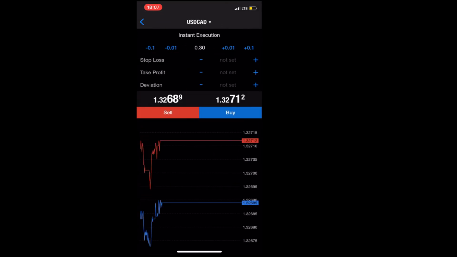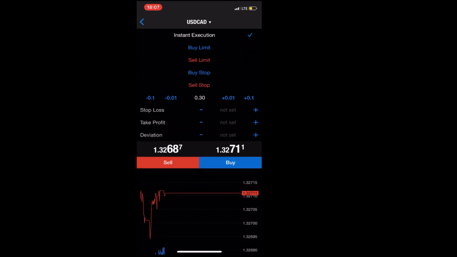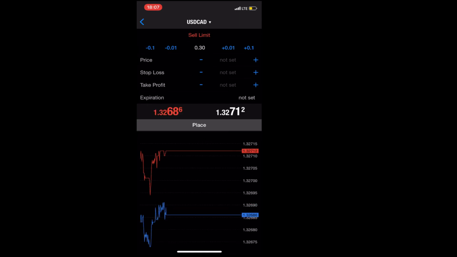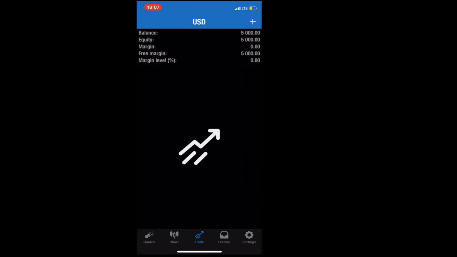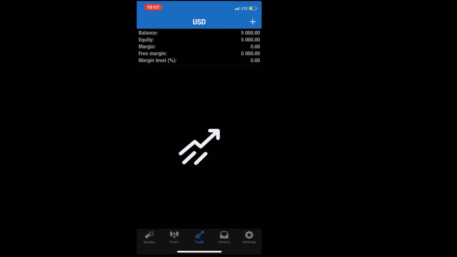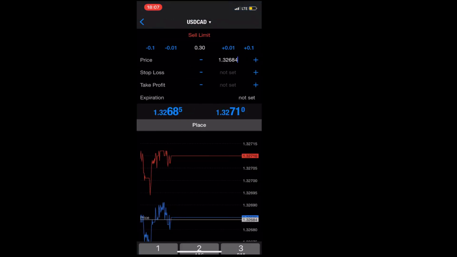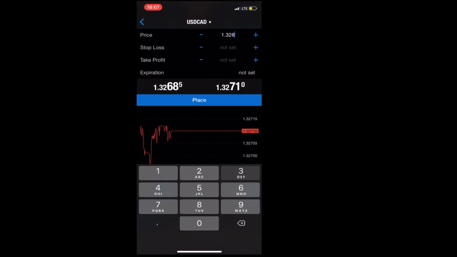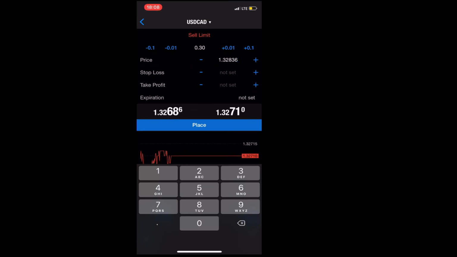After that, right under USD CAD is written instant execution. Click on that, and then go to sell limit order. Now this is what I was talking about, where it's written your price, stop loss, and take profit. I actually forgot the level of price. It's 1.32836. So now you can place your order.